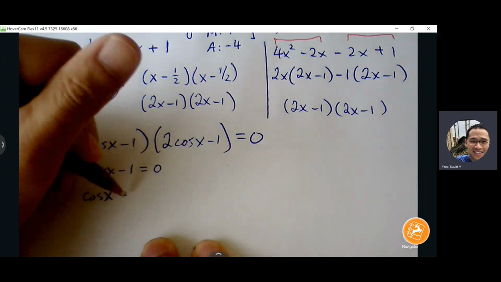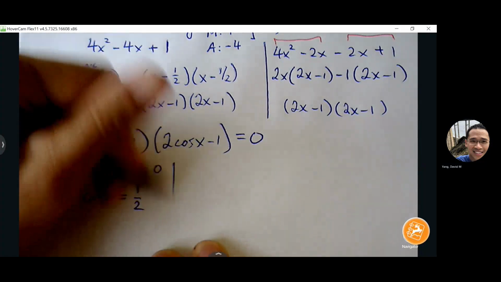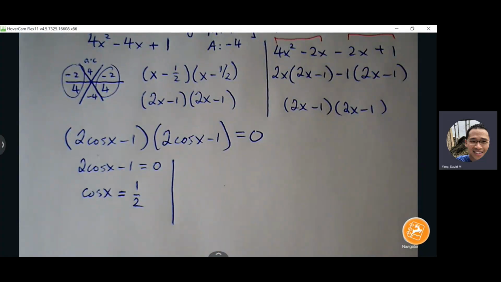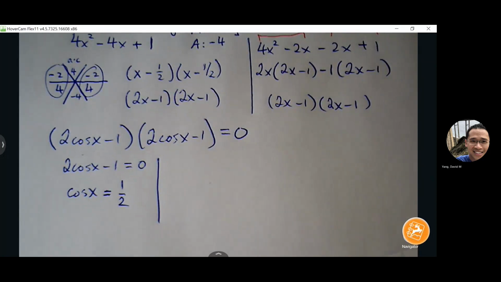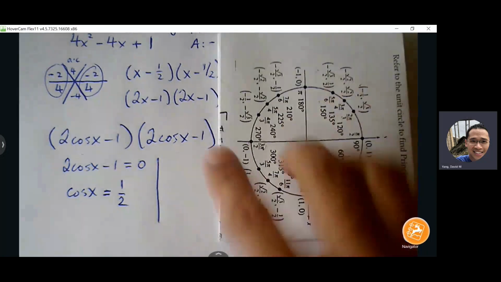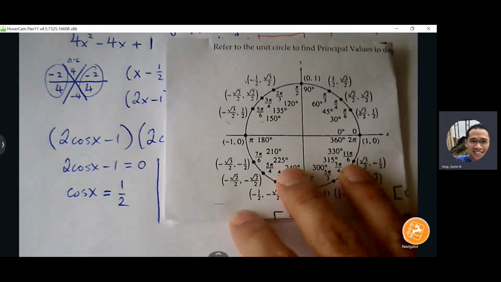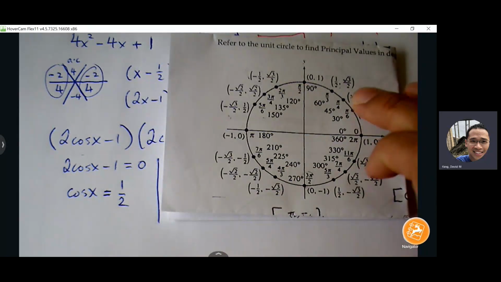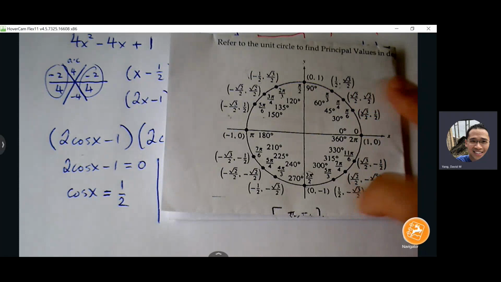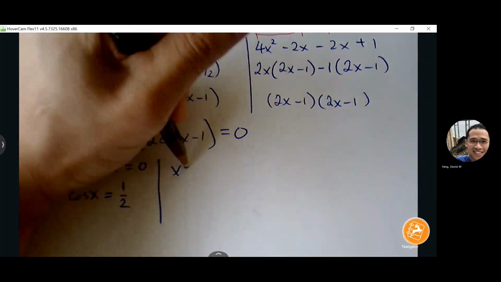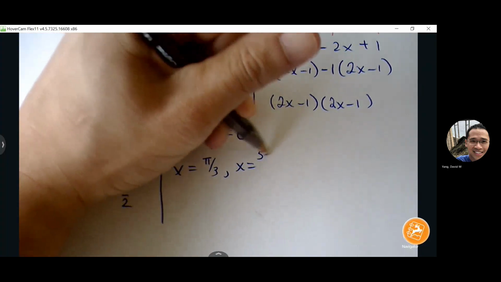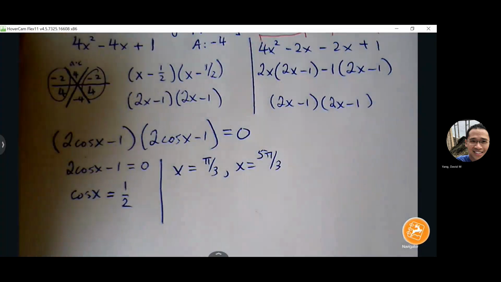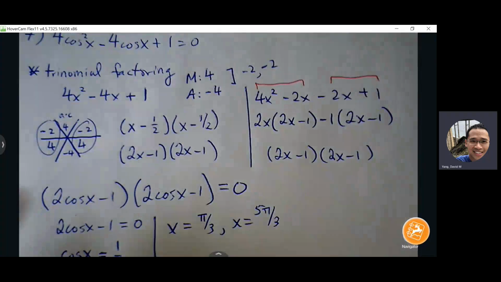Add 1 to both sides, divide by 2. I get cosine of x equals 1/2. Okay, so where is cosine positive? First and fourth. So where is cosine equal to 1/2? Pi/3 and 5pi/3. Okay. Now, look at the directions here. What's different about the directions here?